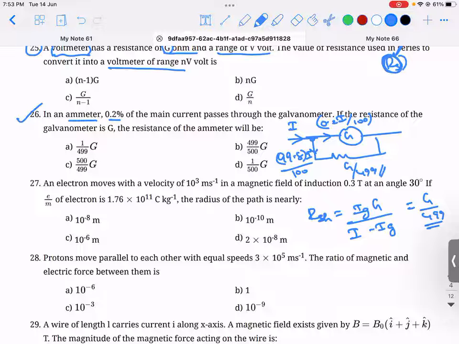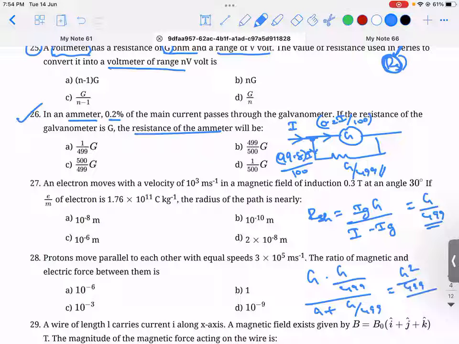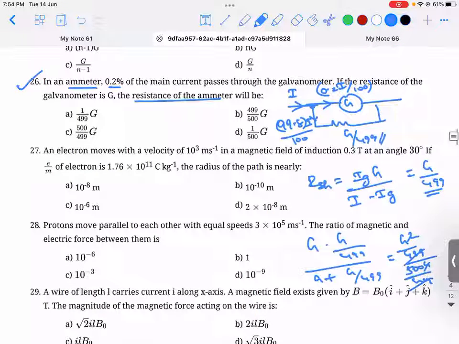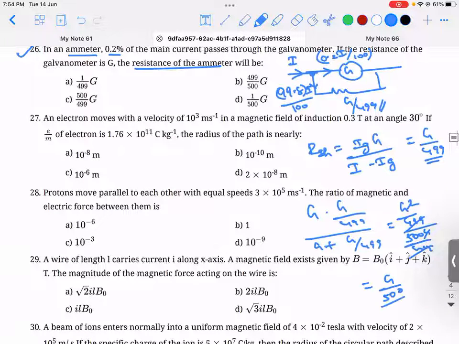But they are asking the resistance of the ammeter. So how are the galvanometer and shunt resistance connected? Obviously, they are in parallel. So what will we do? R1 R2 divided by R1 plus R2. So you will get G square divided by 499 divided by 500 G divided by 499. Cancel G. You will get G divided by 500. This is how it works.